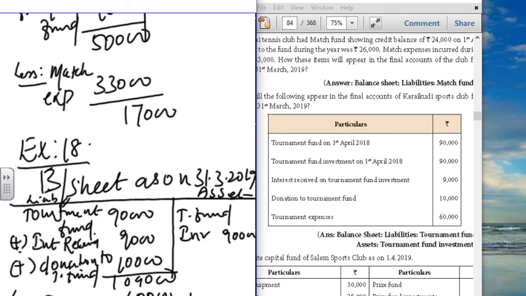Students, I think you can solve all these problems. It is very easy to calculate. The only thing is that you have to follow the format for doing the problem. With this fund we are completing the small problems, and from the next problem onwards your 5 marks problems start. When you are clear with subscriptions, match fund, sports fund, etc., only then can you solve the 5 marks problems.